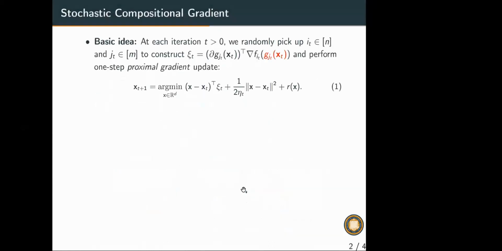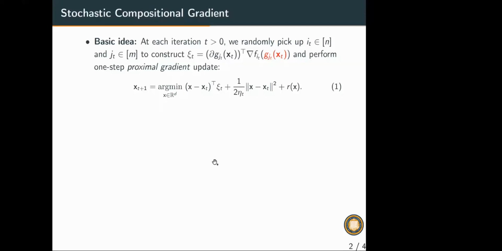The basic idea for solving these problems is using stochastic compositional gradient, which fully explores the structure of the problem. At each iteration, we construct C_t, which is an estimate of the true gradient, and perform one-step proximal gradient update. However, C_t is not necessarily an unbiased estimate of the true gradient because of the red part, and this makes the analysis more challenging.